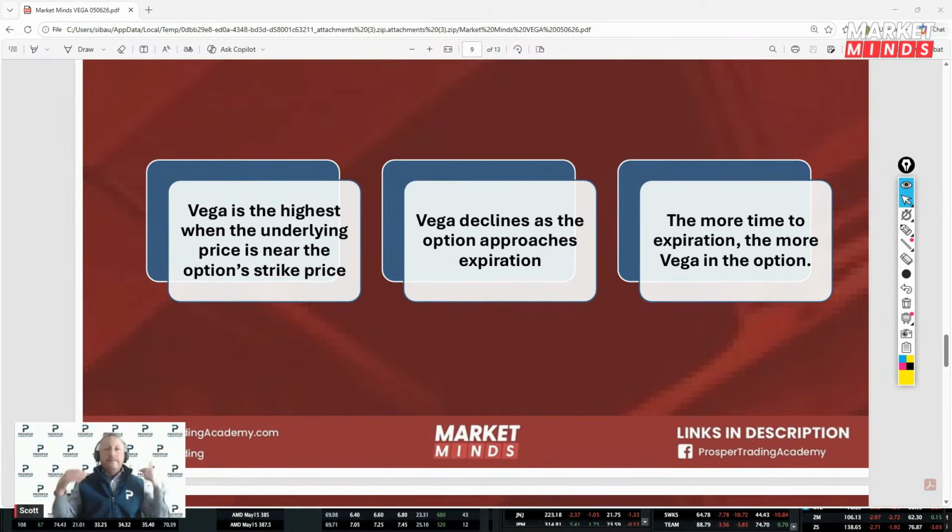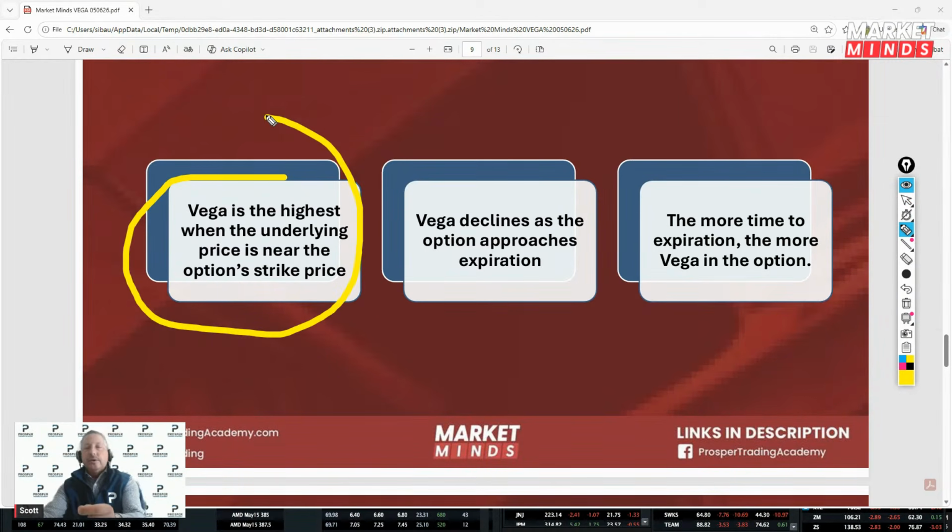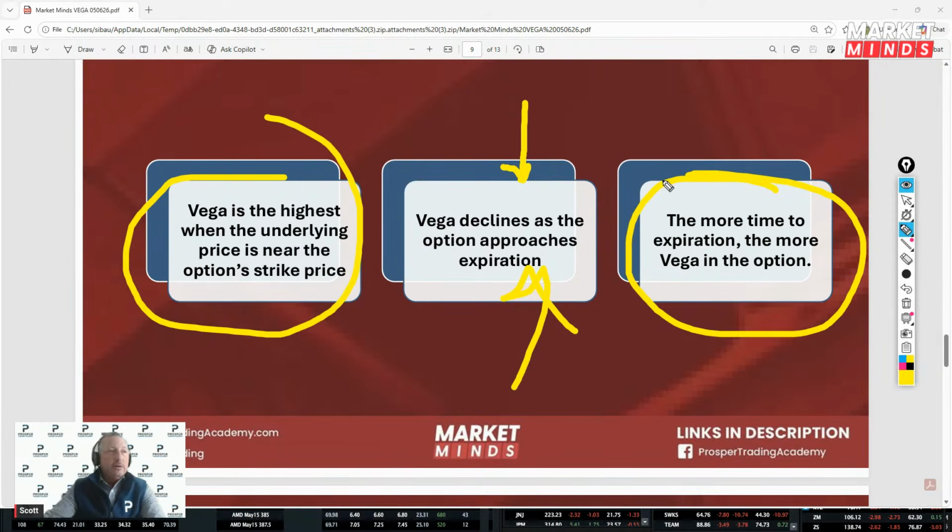Okay, so Vega, and again, I know I keep saying we're going to go look at a chart here. Vega is the highest for an at the money option. There's the most volatility risk to an at the money option as opposed to out of the money or in the money. As we shorten up the time span, as we get closer and closer to expiration, that Vega risk decreases big time. The longer the expiration, the higher the Vega is.